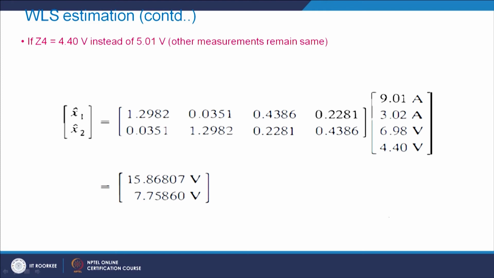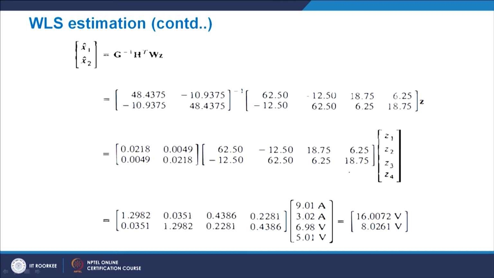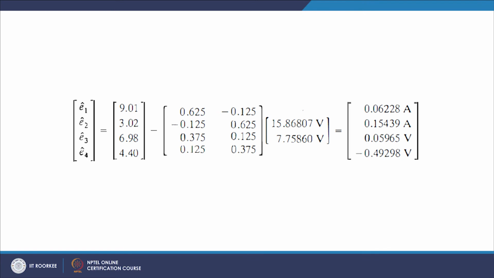Let us say something happens to this meter, so it is now giving me a reading of 4.4. Now, unless I have some other means to know whether this meter has gone out of order or not, we have to accept this value as the correct value given by this meter. So, if we use 4.4 and again do the same analysis, I get these values. Earlier my estimated values were almost 16.00 and 8.0, but now my values are 15.86 and 7.75. So, these are now considerably changed. And if I now compute the estimated errors, they have increased much more.